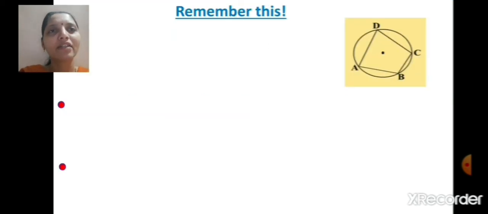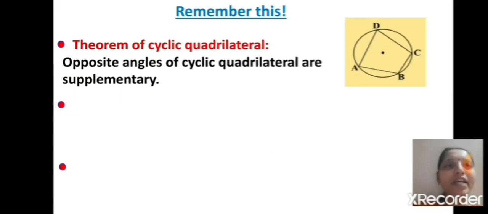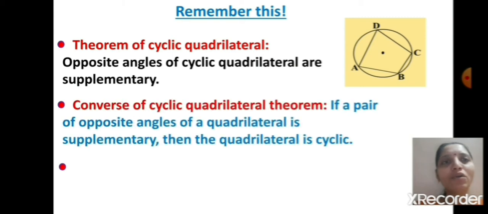Now the next point is the theorem of cyclic quadrilateral. We all know the meaning of cyclic quadrilateral. When all four vertices of a quadrilateral lie on the circle, that quadrilateral is called a cyclic quadrilateral. Now the theorem of cyclic quadrilateral: opposite angles of a cyclic quadrilateral are supplementary. This theorem is also very important. You have to see the proof for this theorem also.